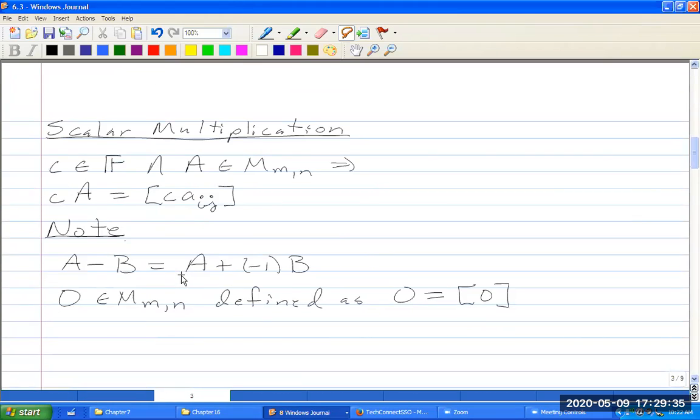Scalar multiplication. Suppose that C is some scalar, a number, and suppose that A is an m by n matrix. Then C times A is the m by n matrix whose ith, jth entry is C times a sub ij.